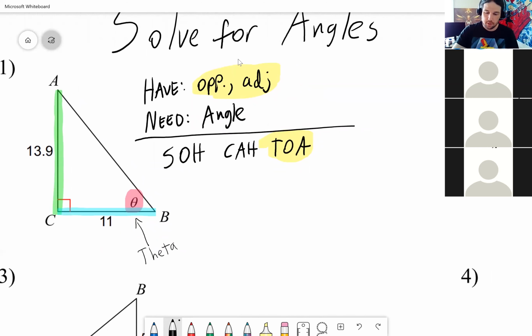Okay, so we're still using tangent. So we get tangent of theta degrees. We don't know what theta is. But we know that it's equal to opposite over adjacent. Opposite is 13.9. Adjacent is 11.